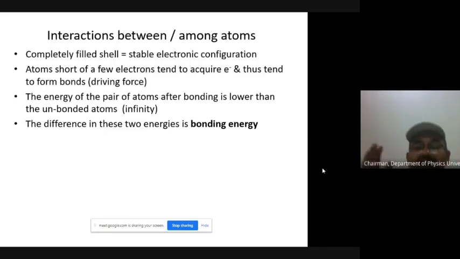The difference in the two energies, the energies in the bonded state and the unbonded state, is called the binding energy or the bonding energy of the relevant system.